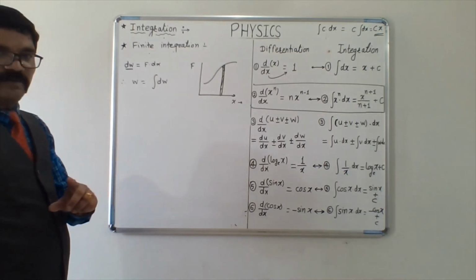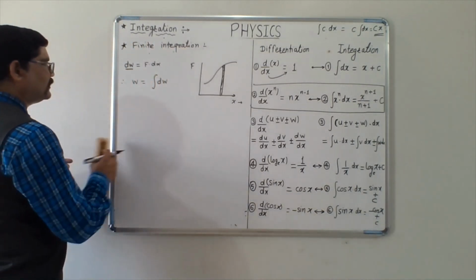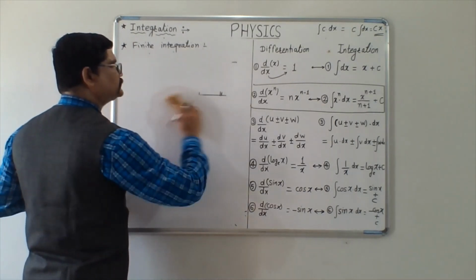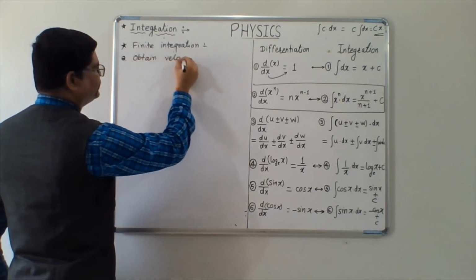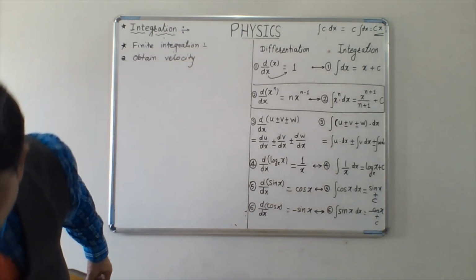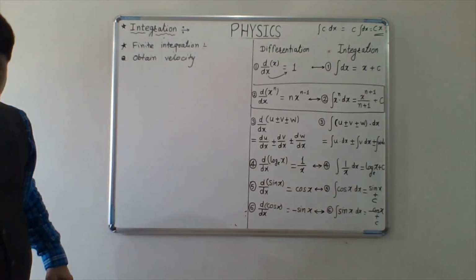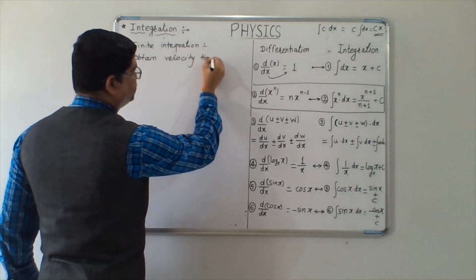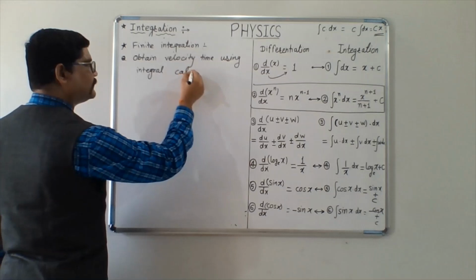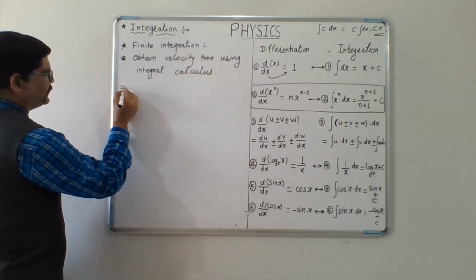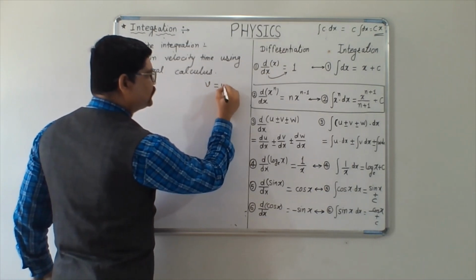Also, one formula we can obtain is the velocity time relation that we had studied in class 9. Obtain the velocity time relation using integral calculus. First of all, what is the velocity time relation? It is the equation for constant acceleration, v equals u plus a into t.